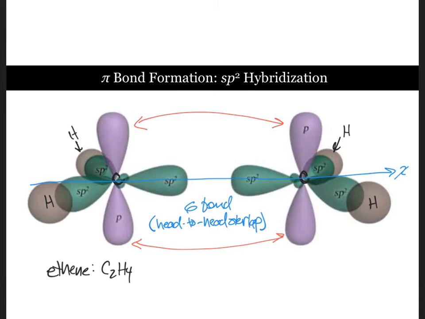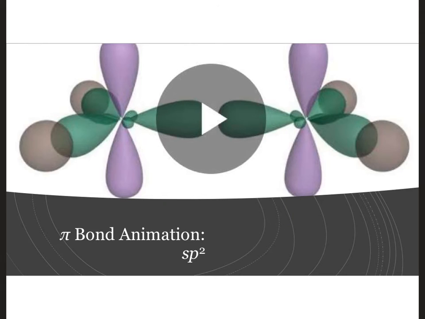The second bond exists in two separate areas of overlap, above and below the internuclear axis, and is designated as a pi bond. Double bonds, then, are made up of one sigma bond and one pi bond according to valence bond theory. Let's take a quick look at the animated process to see how it works.